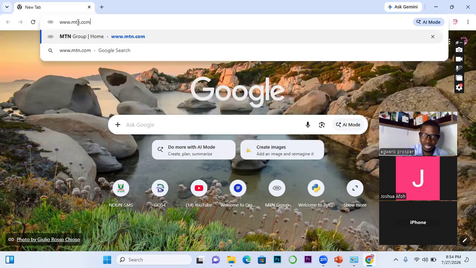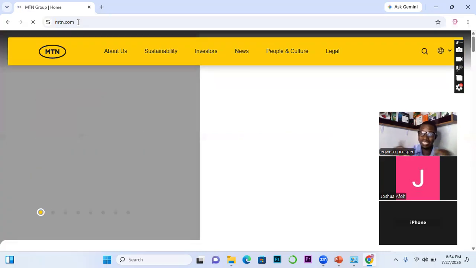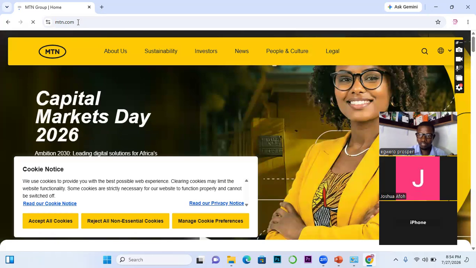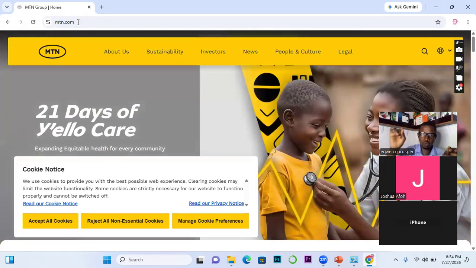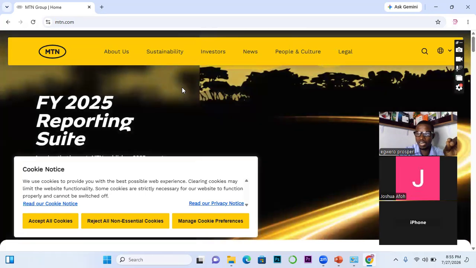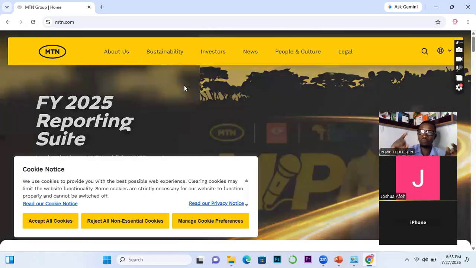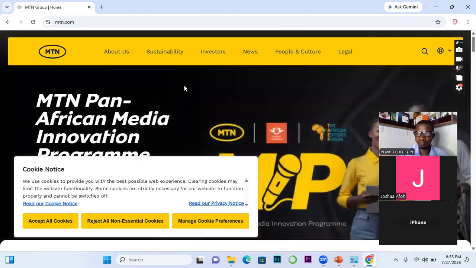So once I press enter now, then I've sent a request. Then you see, within the speed of light, you can see how this browser traveled to the server where MTN have uploaded their content, and returned it just because I entered exactly the address.